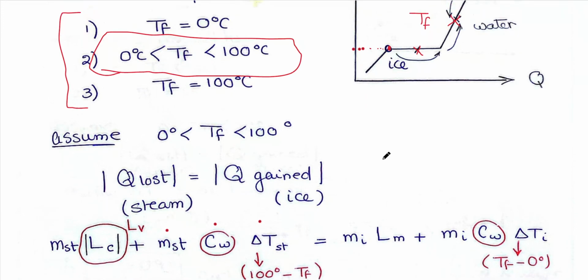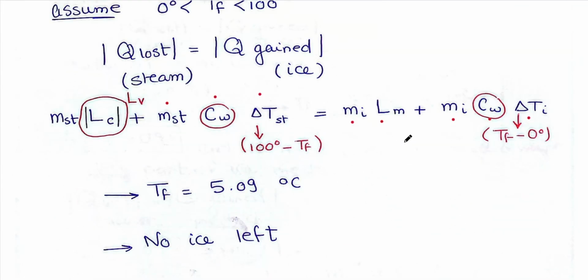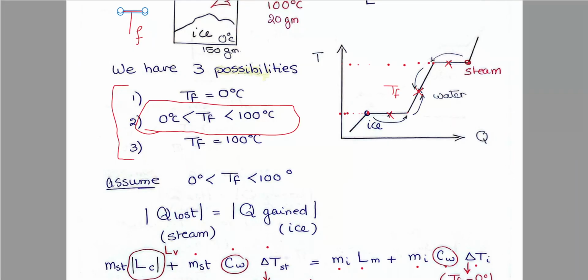As for ice, it will melt into water using M ice, L melting. Then its temperature will increase till reaching T final using M ice, C water. After melting, the ice takes the properties of water. Delta T, the difference in temperature from this point to this point, is T final minus 0, the bigger minus the small. After substituting, you will find T final equals 5 degrees.